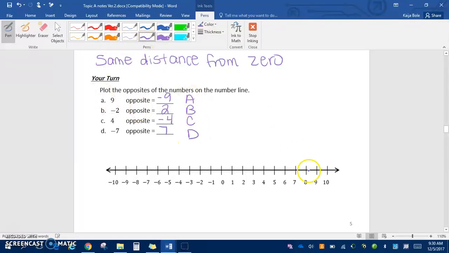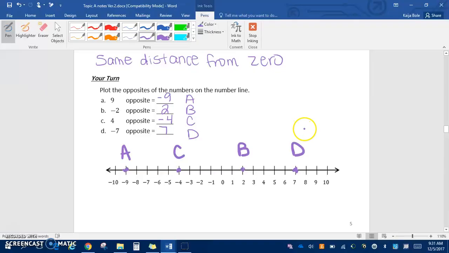Point A is at negative 9, so down here, this is A. B is at positive 2, so down here. C is at negative 4. And D is at 7. Oh, this is supposed to be a D. There we go. Alright, so that's all they asked you to do there.